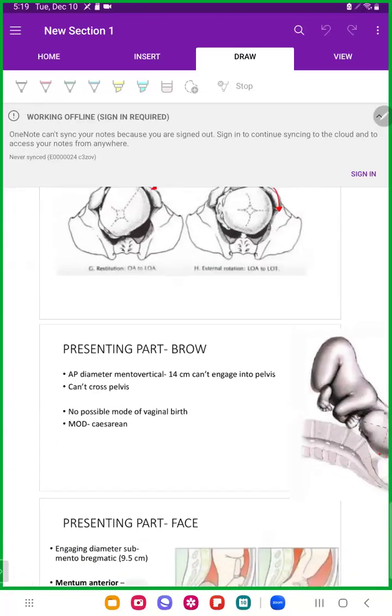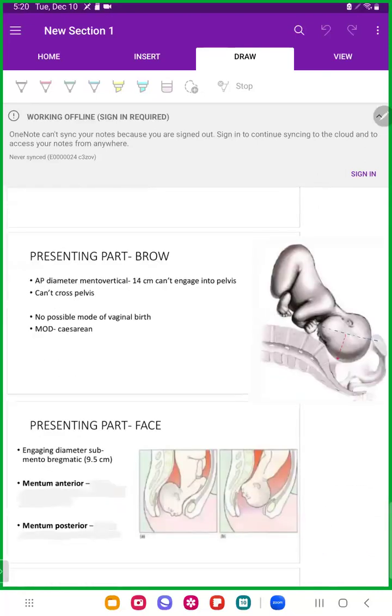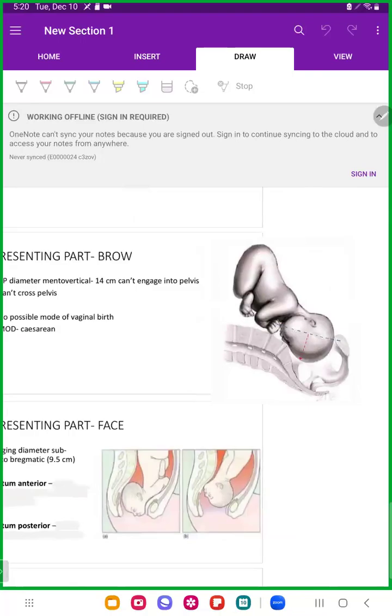Now coming to certain malpositions, which are brow presentation. So in brow presentation, we know the engaging diameter is mento-vertical, which is 14 centimeter, and this large diameter cannot engage in pelvis. It can't cross pelvis, so there is no method or no maneuver by which vaginal delivery is possible in this case. So mode of delivery is cesarean.